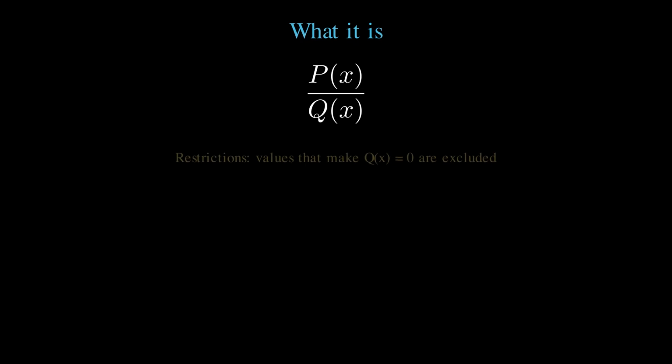A rational expression is a ratio of two polynomials. You simplify by factoring, then canceling common factors, never canceling individual terms that are added or subtracted. Every time you cancel, you must track values that make the original denominator zero. Those values are not allowed, even if they look tempting after simplification.